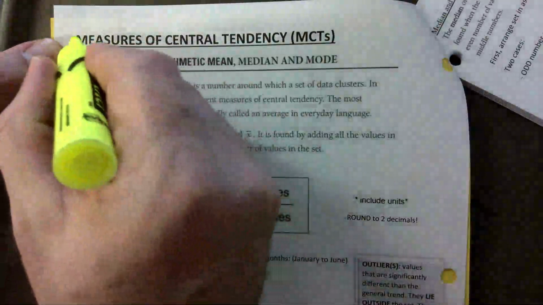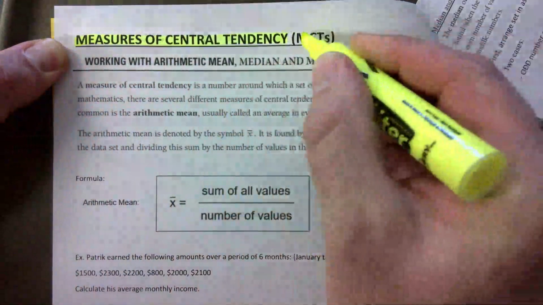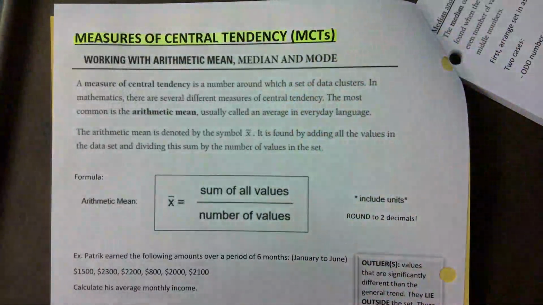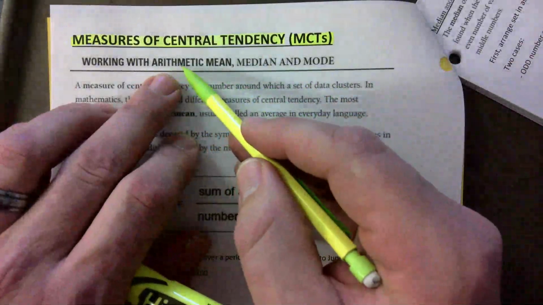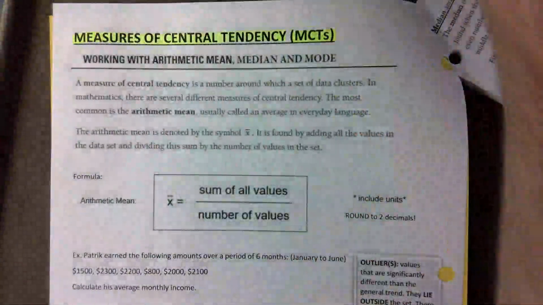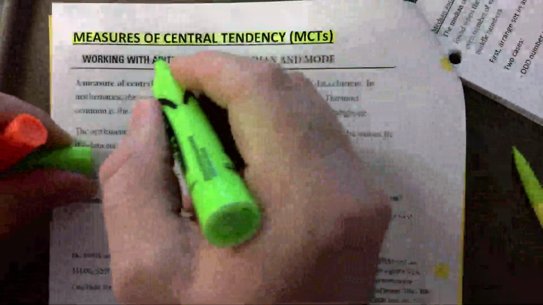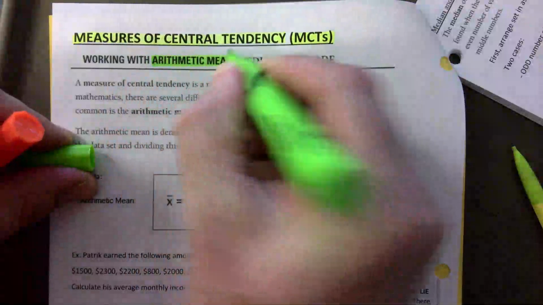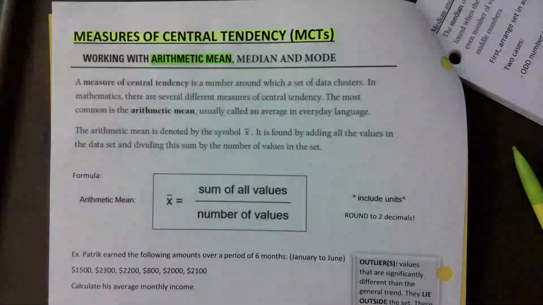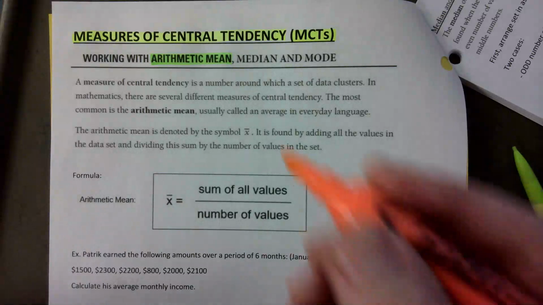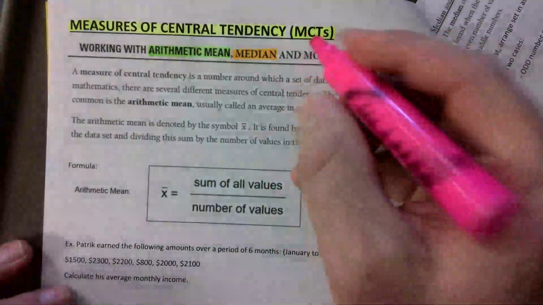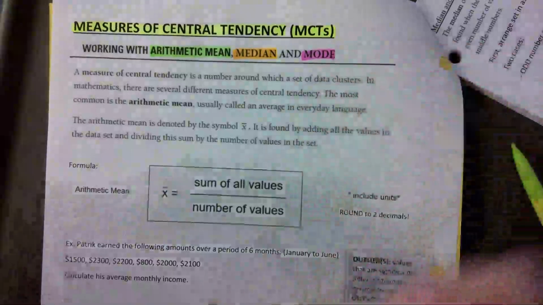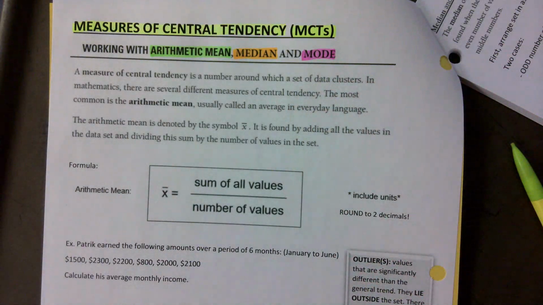This is big. Measures of central tendency, for short, MCT. Okay, what are they? The arithmetic mean. Okay, so these are the three. If you wanted to have different colors, you know, color up your page a little bit. The arithmetic mean is the one you've been calculating since, I don't know, junior high at some point. And then there's the median and the mode, okay?